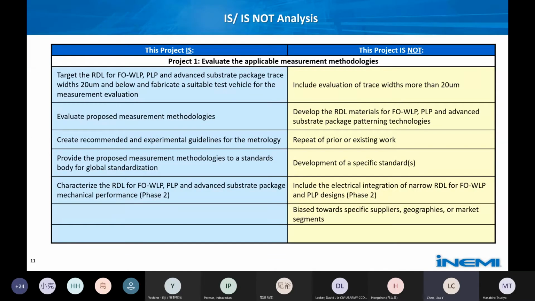So to be clear about what this project covers and what it will not, we are specifically focused on developing a methodology to test trace widths for RDLs below 20 microns. And we are focusing on evaluating different measurement methodologies. We are not going to be focused on developing new RDL materials of any sort, but in phase 2, we are open to applying the methodology that we develop to potentially test them if there is interest. What we hope to do in this project is to create recommended and experimental guidelines for the methodology, provide the proposed measurement methods to a standard body for global standardization, and then ultimately, if we move on to phase 2, to apply the down-selected method to a wider variety of base materials and metal interfaces.